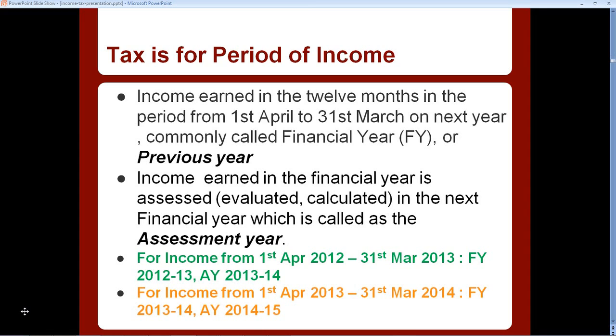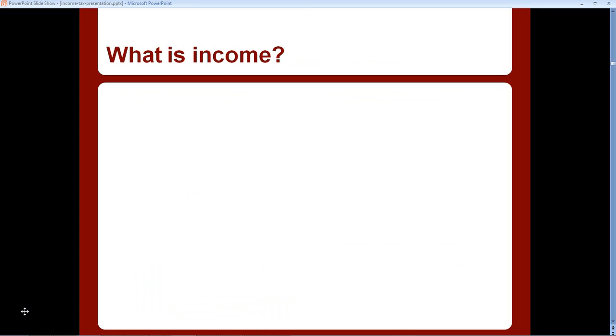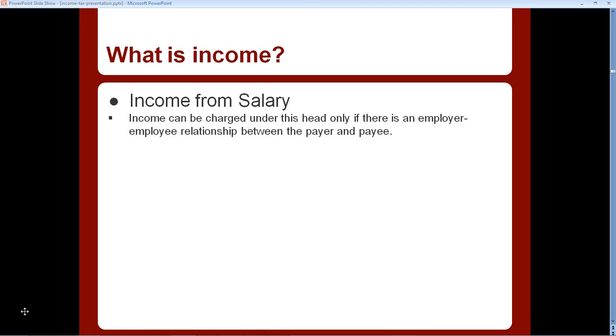Let's start with what is income. Income is divided into 5 categories. First one is income from salary. This is the category of income which comes only when there is an employer-employee relationship between the payer and the payee. So typically when you are working under someone and you get the income because you're working under someone, it comes under this category. You get a Form 16 as a proof that you have earned income from salary.